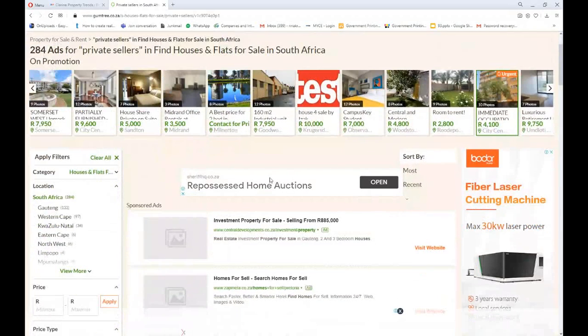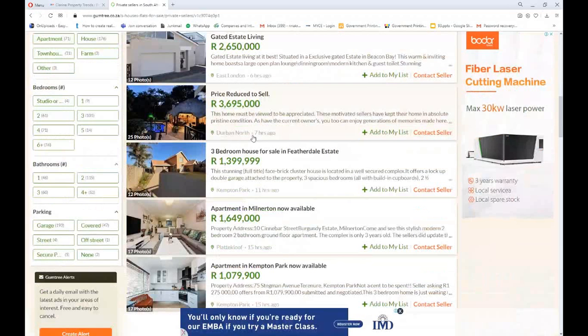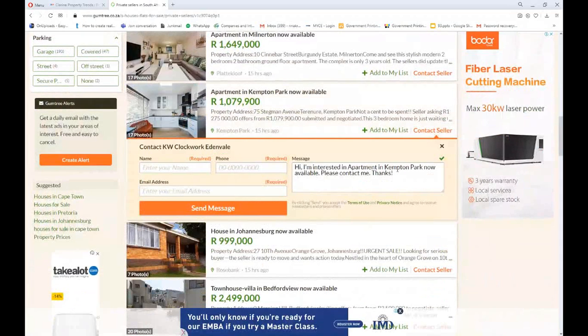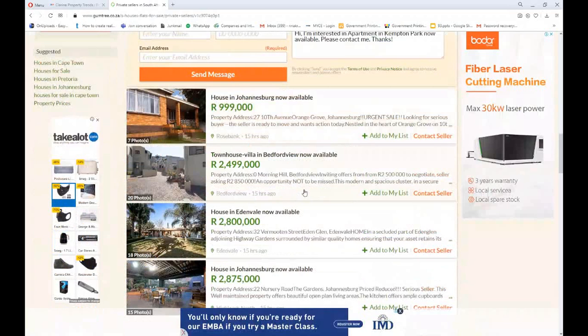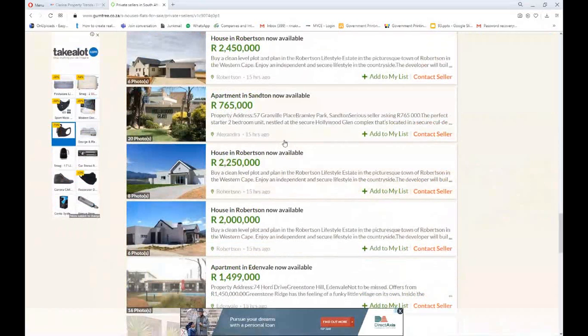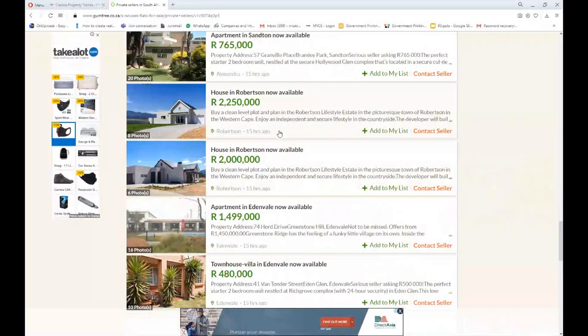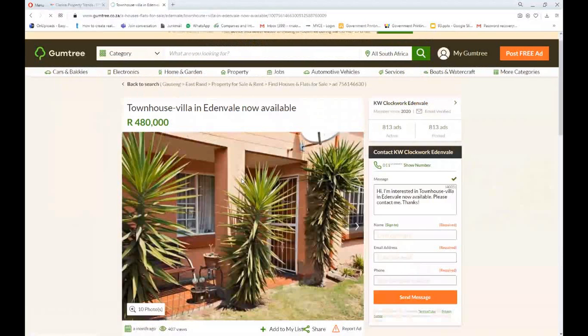You can go down Kempton Park. This is a nice one. Contact the seller, and there's the seller. Then you can put in here that you're an estate agent and you would like to assist him in selling his property, and send it to him. This one is in Johannesburg. This is just two sites that you can go and play with. Let's see how many there are. Edenvale. This is a bargain, actually, I think. It's a townhouse for sale in Edenvale.